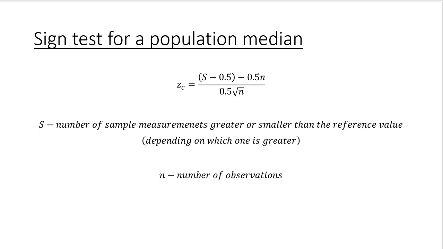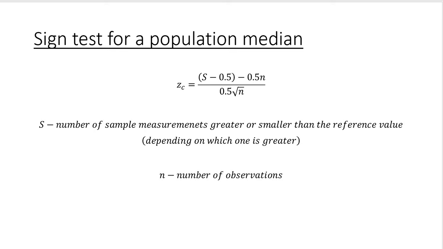So let us start with the test statistic for the sign test for a population median. As long as the number of observations is bigger than 30, we are going to use the Z statistic. In this formula, S stands for the number of sample measurements greater or smaller than the reference value, depending on which one is greater, and N stands for the number of observations.